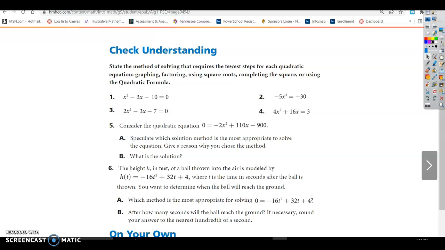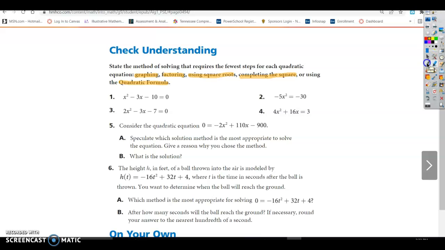And even for me, that's difficult to do. So you want to always be able to determine what method is the quickest when solving an equation. All right, so it says state the method of solving that requires the fewest steps for each quadratic equation. So we have graphing, we've done factoring, we've used square roots, we have completed the square, and we've used the quadratic formula. So there's lots of ways to solve these problems.